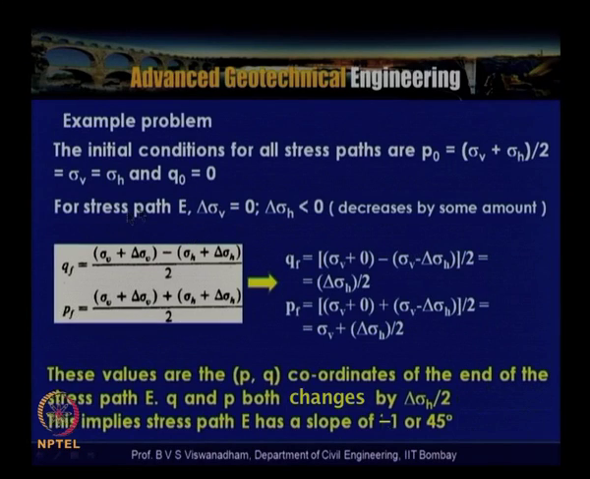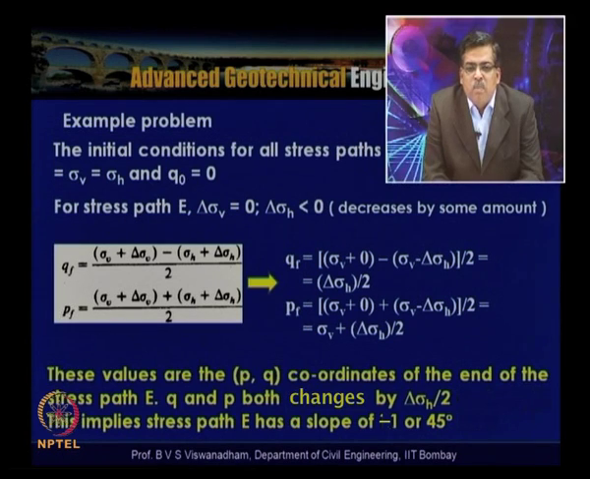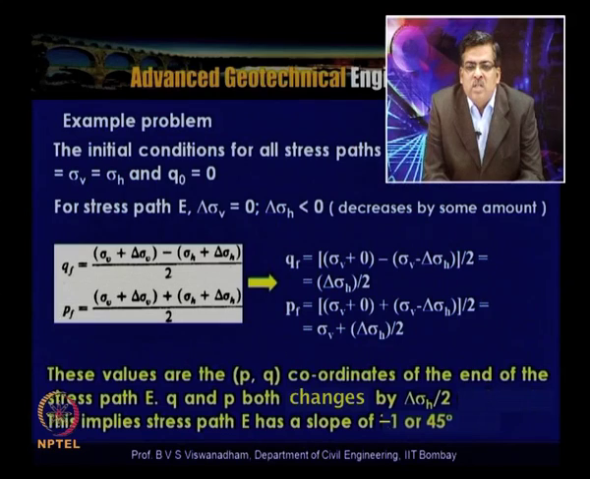For stress path E, delta sigma V is equal to 0, that is the change in vertical stress is 0, but the cell pressure delta sigma H is decreased by some amount. Using the same principles, QF is equal to sigma V plus delta sigma V minus sigma H plus delta sigma H by 2. Substituting, we get sigma V plus 0, that is delta sigma V equal to 0, minus sigma V minus delta sigma H by 2. So QF is equal to delta sigma H by 2 and PF is equal to sigma V plus 0 plus sigma V minus delta sigma H by 2, wherein we have sigma V plus delta sigma H by 2.